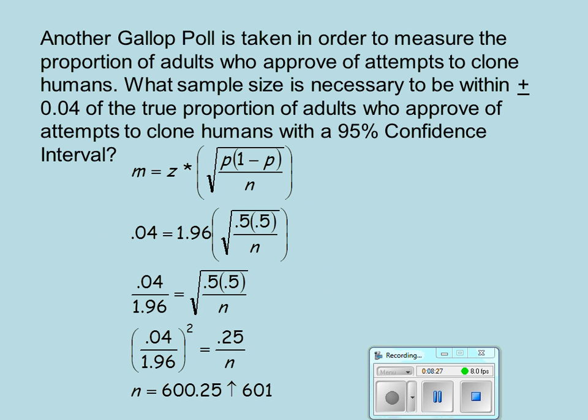So let's take a look at what that looks like in this context. We use the margin of error with z star, our critical value, for 95%, which is 1.96. p is 50%, q is 50%, and notice here again we're solving for n. Our time is running out, so I'm going to have to pause here and we'll come back to it in the last video.